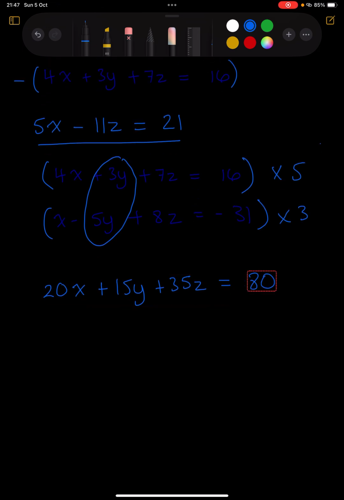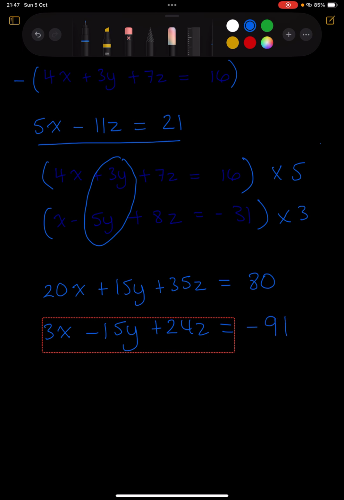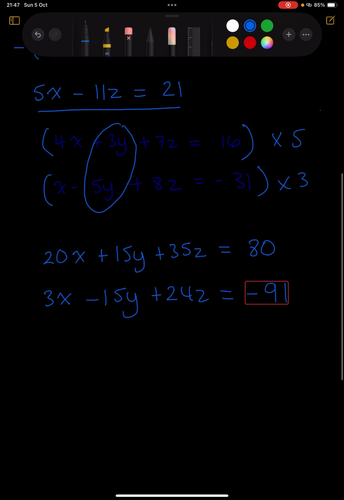Now we have to times the bottom one through by 3, so x times 3 is going to be 3x, minus 5 times 3 is going to be minus 15, so that's minus 15y, and then 8z times 3 is going to be 24, so plus 24z is equal to minus 31 times 3 is going to be minus 91. And that's all looking correct, I believe. Oh, no, wait, hold on. It's going to be minus 93, isn't it?